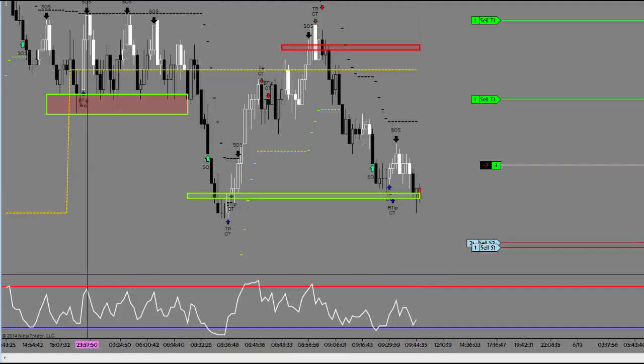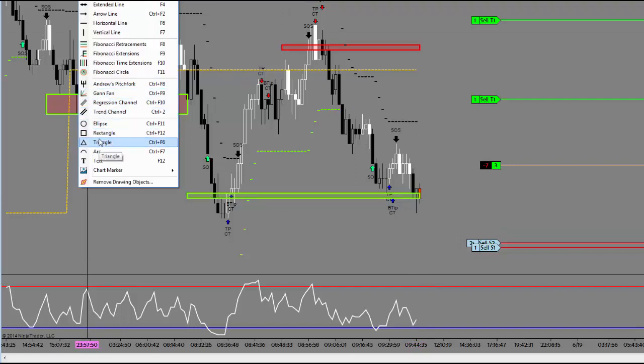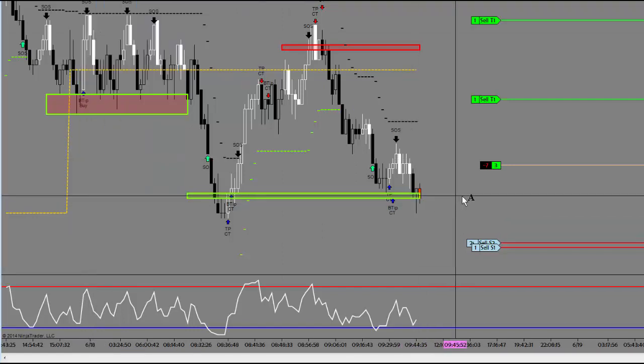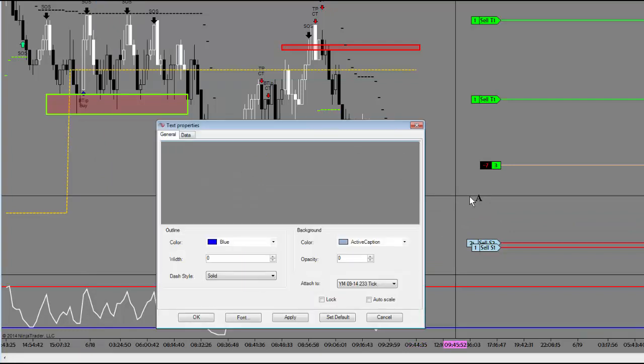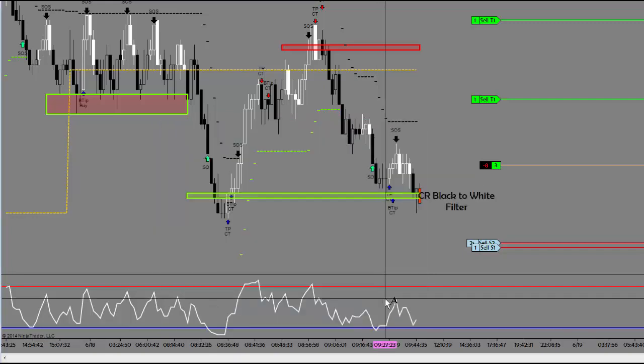Now, if you're waiting for one additional piece of information, then wait for your color rotation filter. Remember, CR, color rotation: if I'm a buyer, I want to go from black to white. And this is a filter, so we're filtering trades based on one additional criterion.